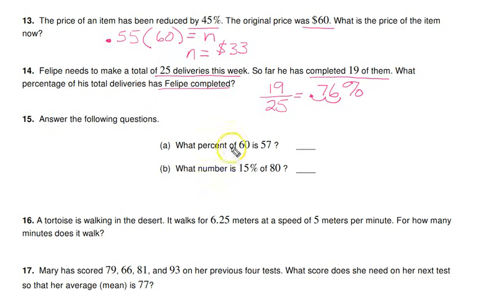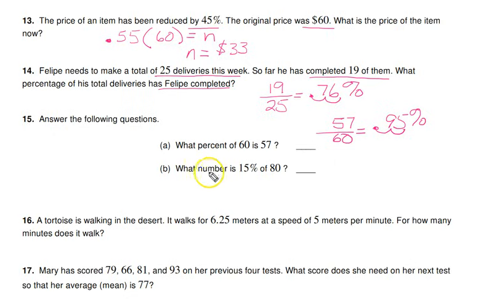All right, number 15. What percent of 60 is 57? Well, again, the work would be 57 over 60. Put that in your calculator, and it gives you 0.95. But again, they don't want a decimal, they want a percentage. So you have to move the decimal over to make it a percent.